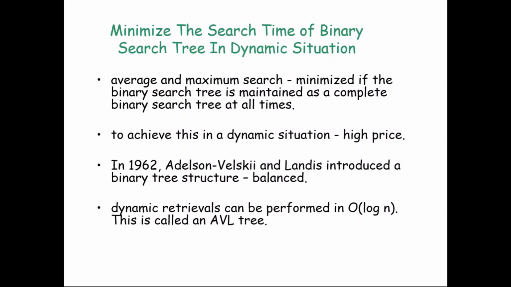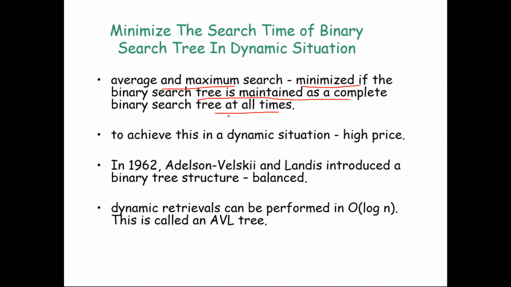Okay. So if the average and maximum search time can be minimized, it will be minimized if the binary search tree is a complete binary search tree. A complete binary search tree is also a balanced binary search tree, right? If it is a complete binary search tree, it will be a balanced binary search tree. So there also the average and maximum search will be minimized. Okay, right.